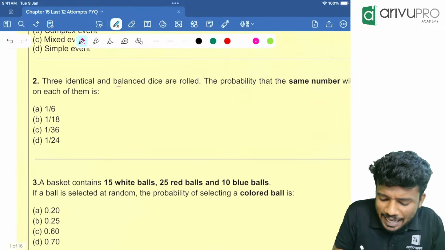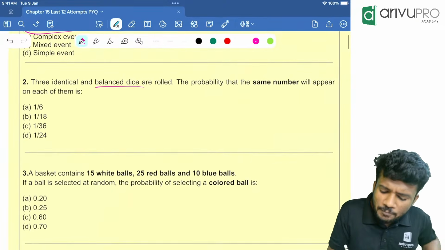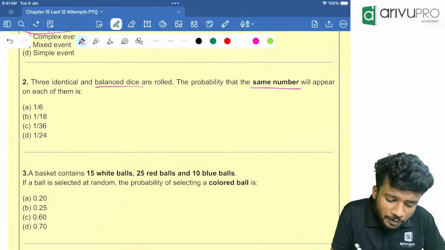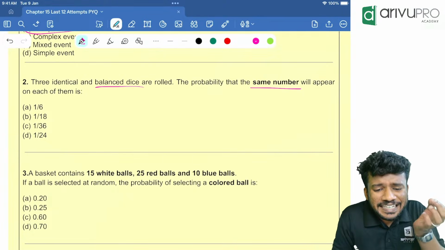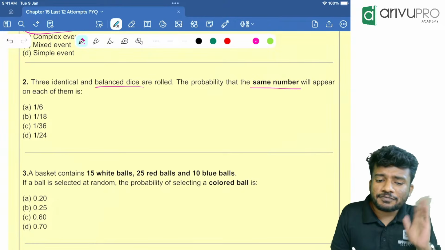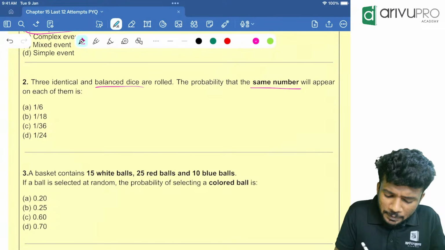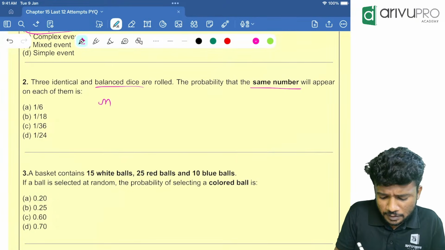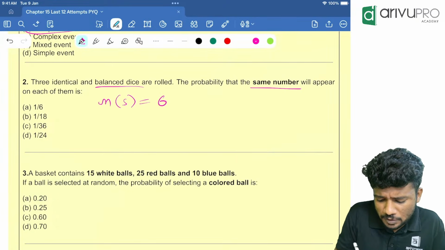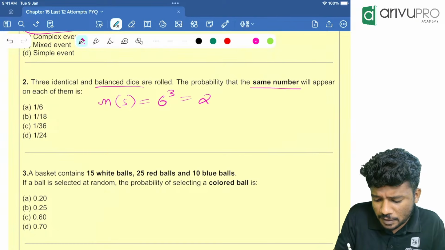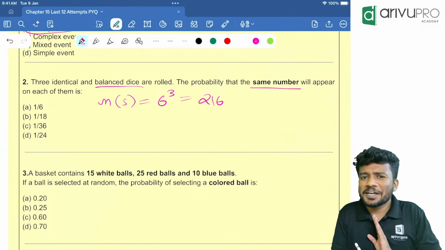Next question. Three identical and balanced dice are rolled. The probability that the same number will appear on each of them. On each of them means a same number should be there in each of them. Now three dice are thrown. That means the total sample space is how much? 6 raised to 3, which is nothing but 216. N of S is 216.